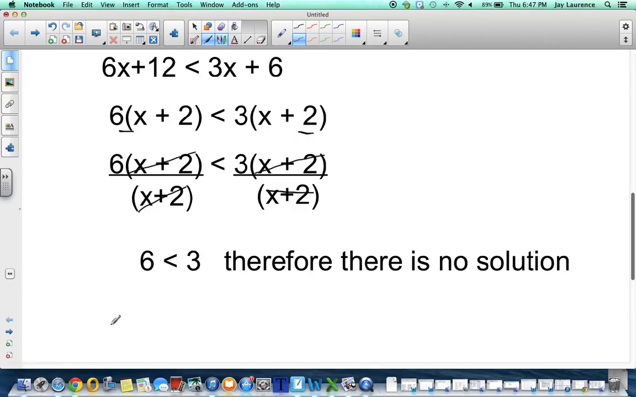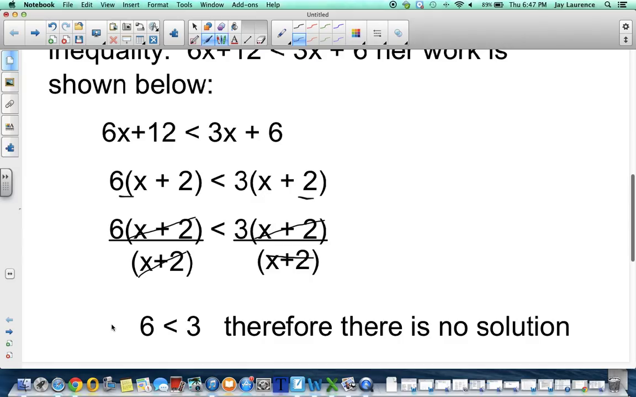And she remembered in class that Mr. Lawrence said when you get a false statement, that means there's no solution. Okay, but there's something very, very wrong with her work. Something terribly wrong. What do you think is wrong? Well, you've got to be careful with fractions, Lauren, because there's a number we're never, ever, ever allowed to divide by. Does anybody know?